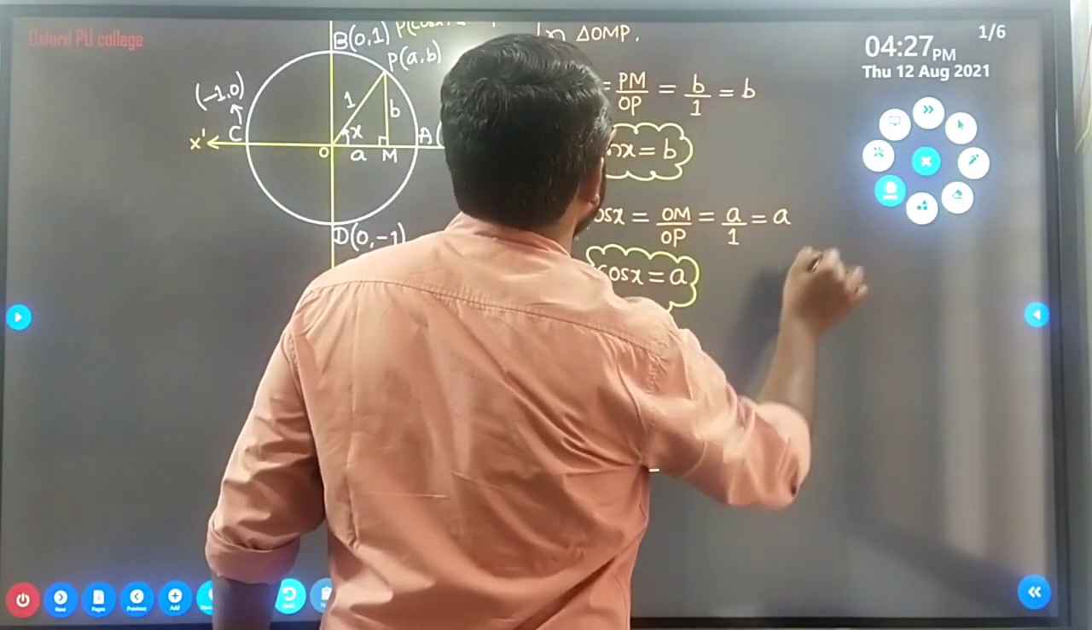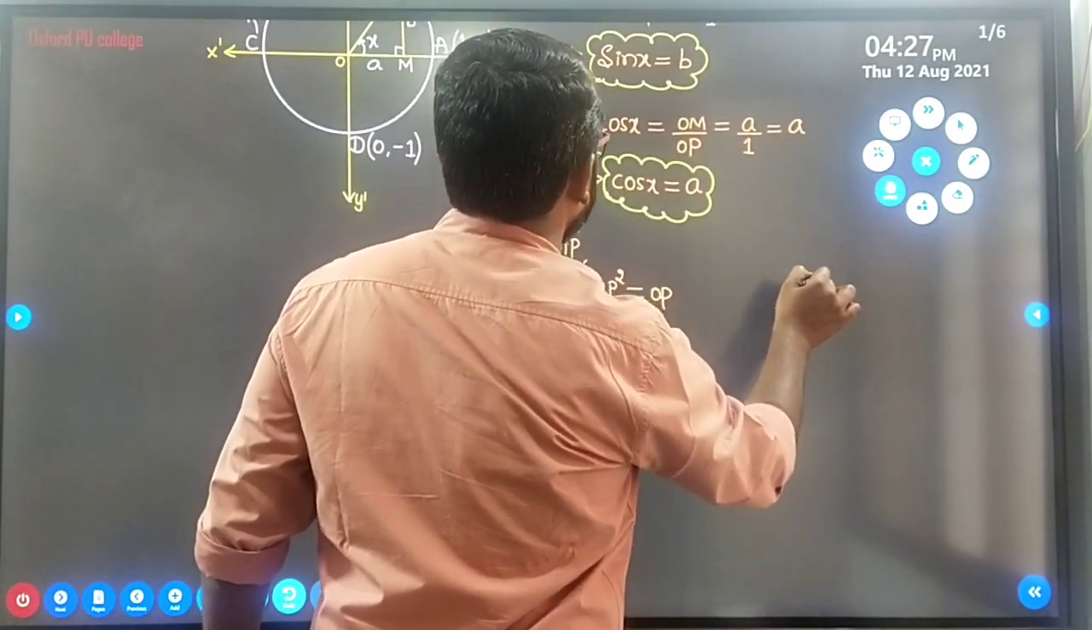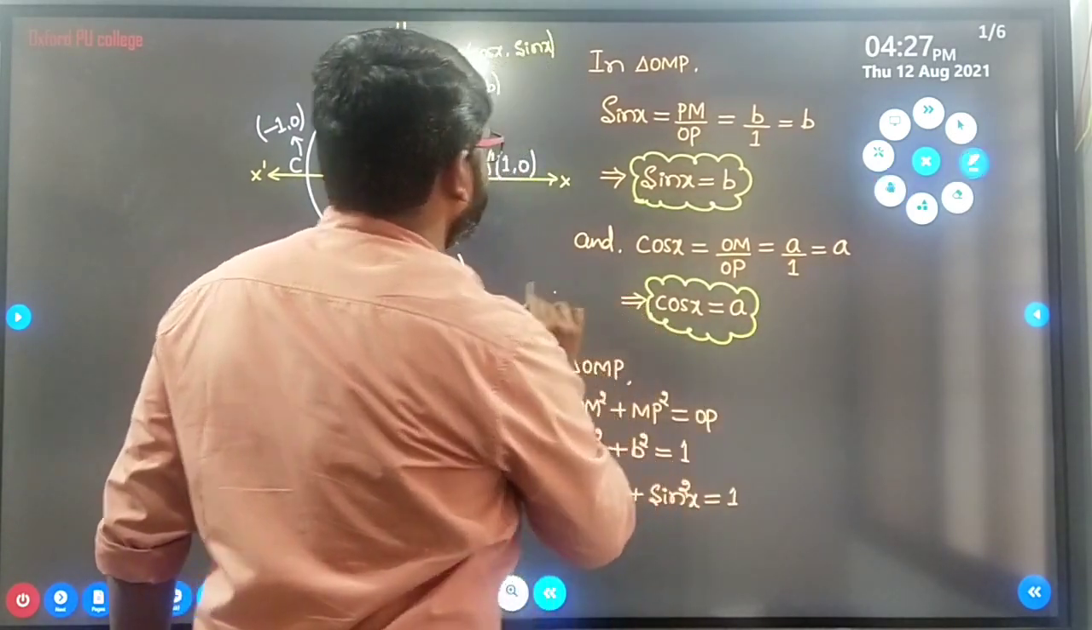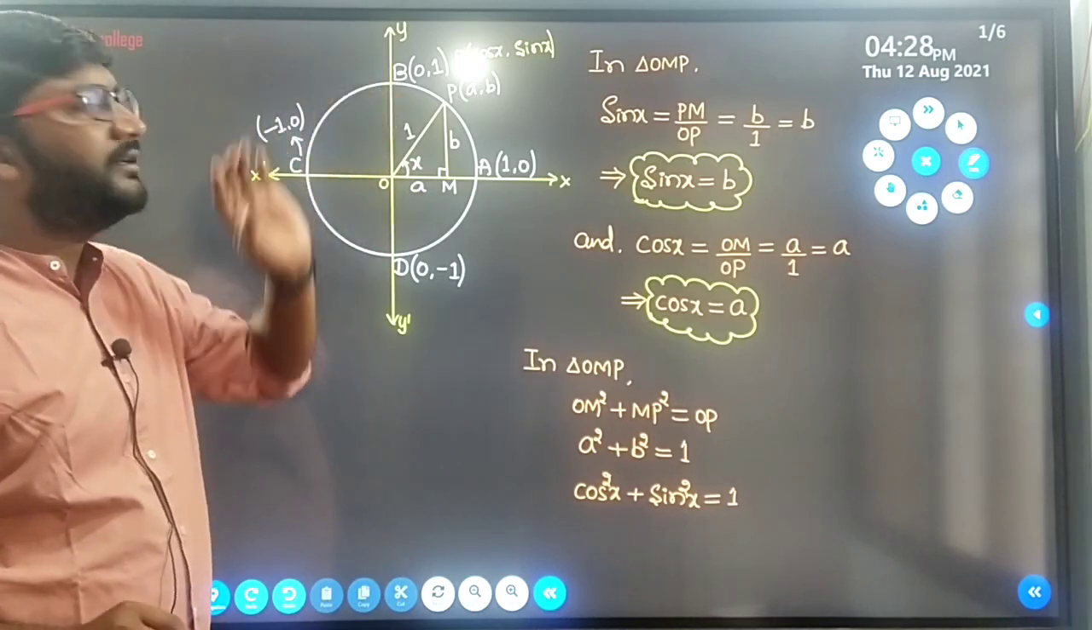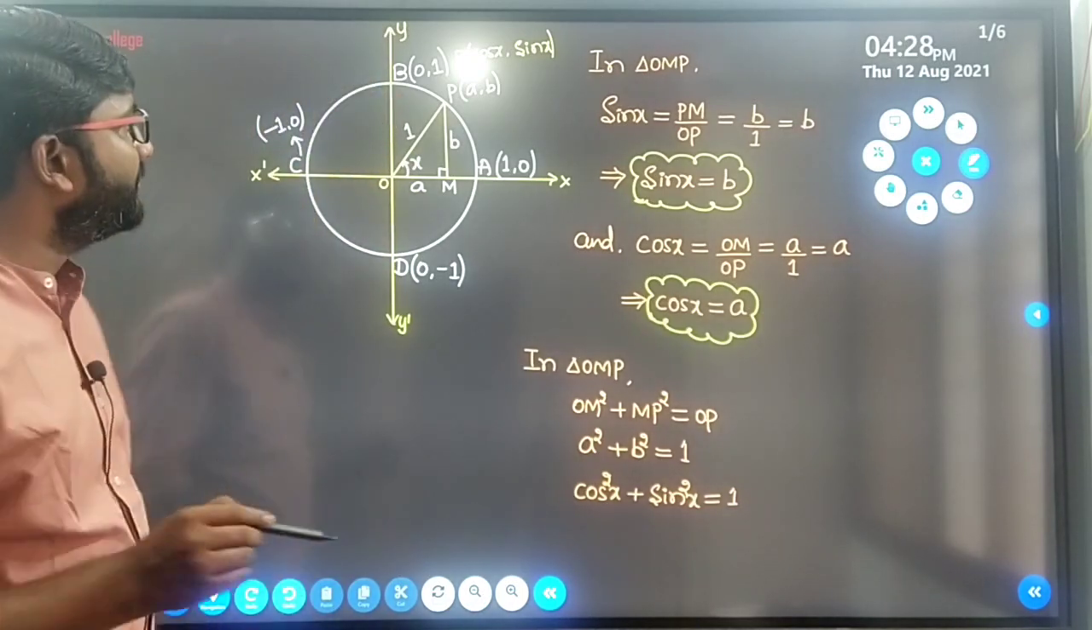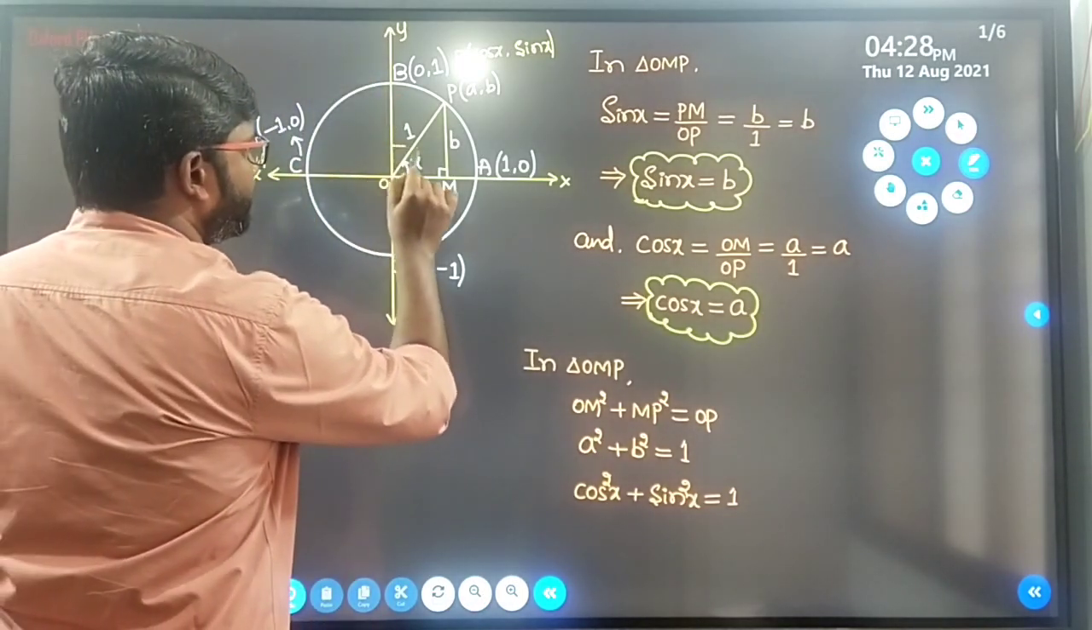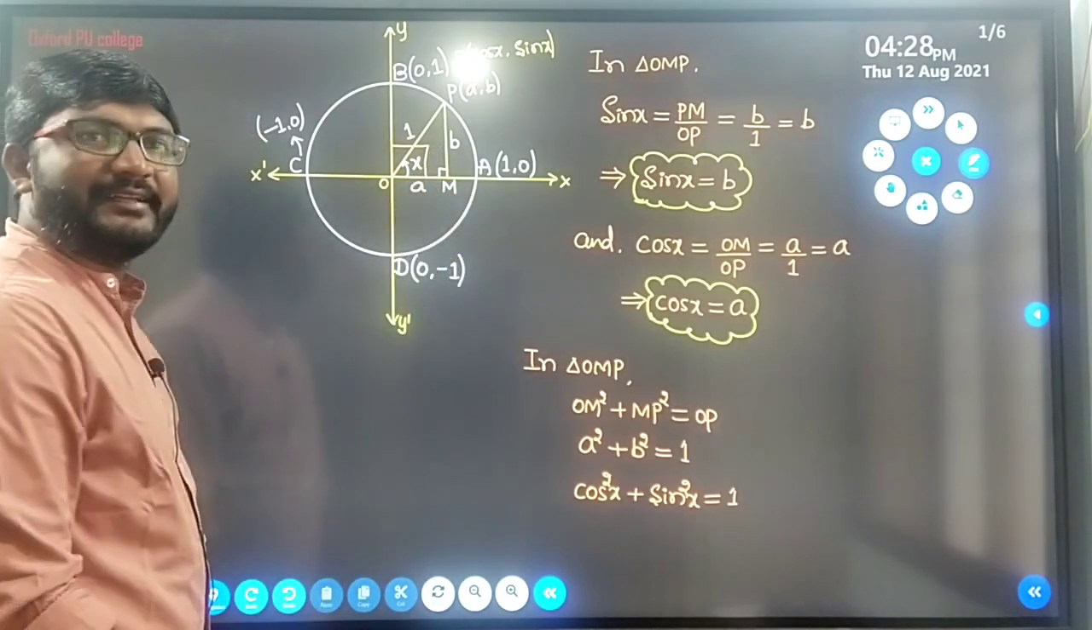So now observe the angles here. What will be the angle AOB? Observe the angle AOB now. This angle will be 90 degree.